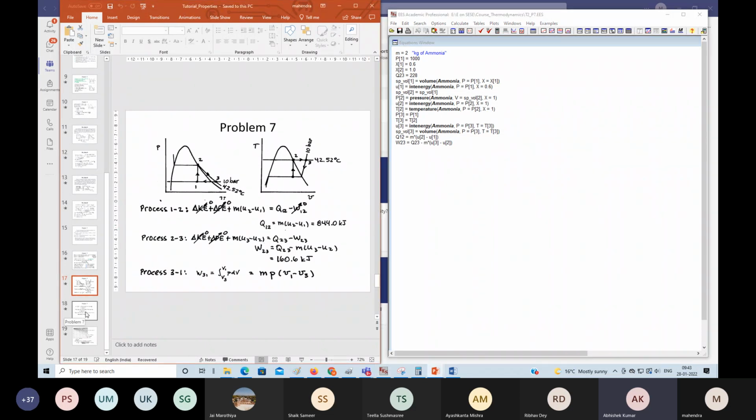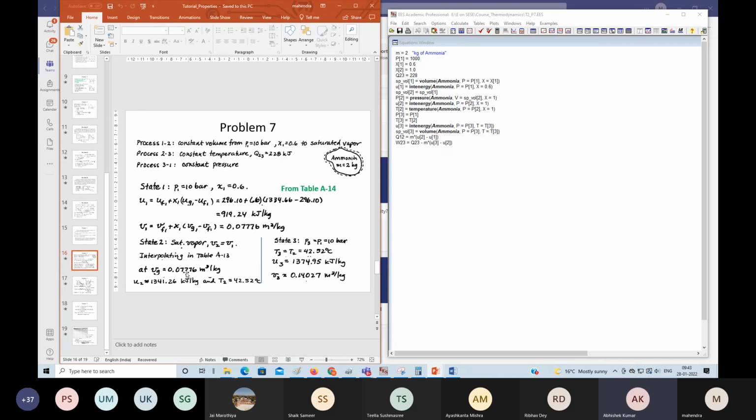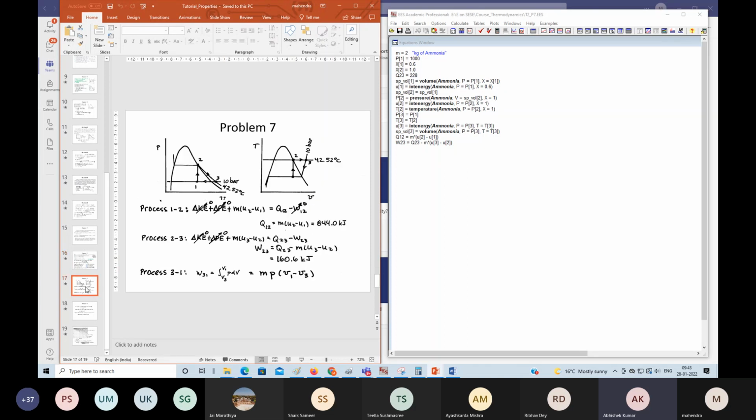That is 1350. So 1300. What have we seen over there? Yeah, 1374 and 1341. Okay, so from the property tables, when it is coming like that, that is also correct. So otherwise, let us see.